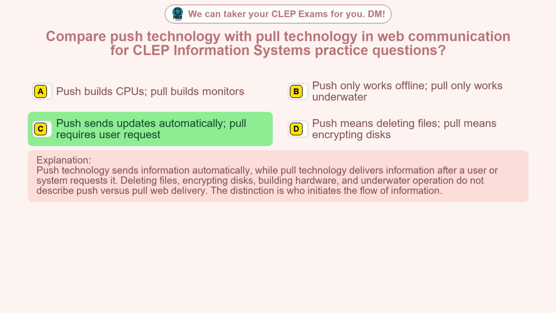Push technology sends information automatically, while pull technology delivers information after a user or system requests it. Deleting files, encrypting disks, building hardware, and underwater operation do not describe push versus pull web delivery. The distinction is who initiates the flow of information.